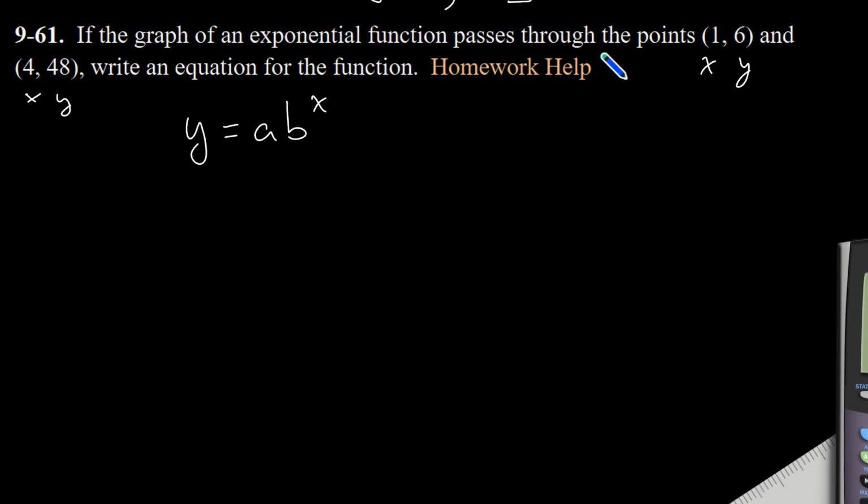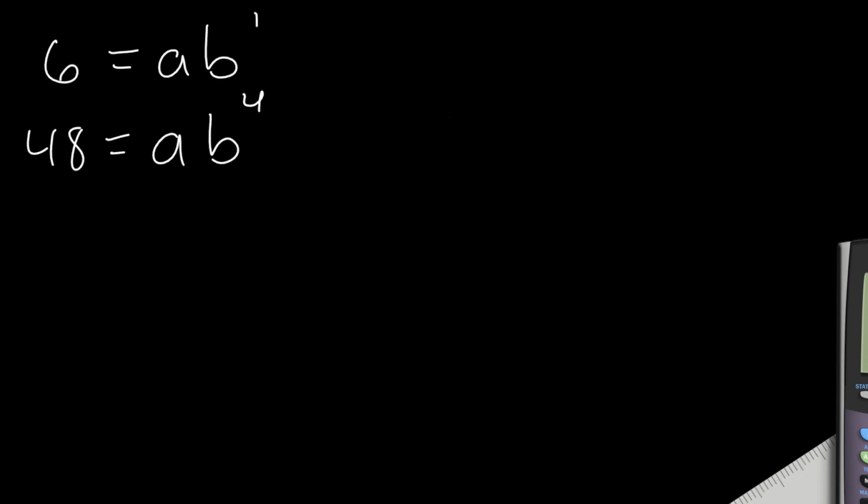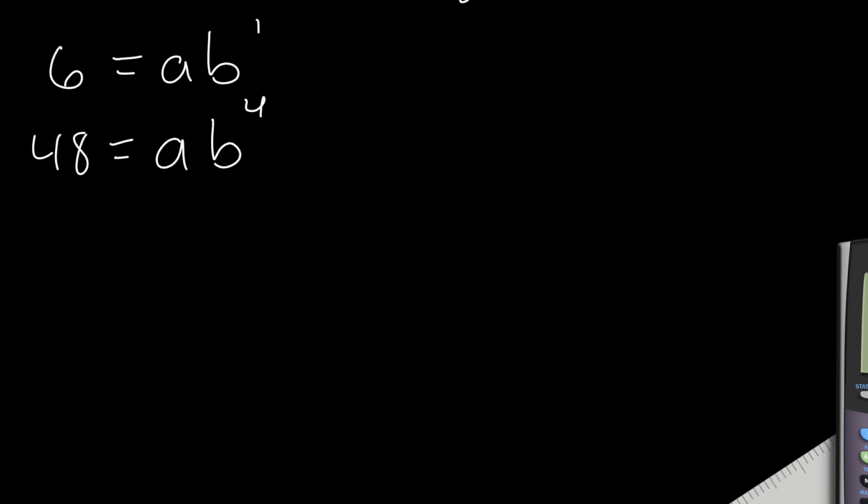And I'm going to plug in the x value from each and write 2 equations. So the first equation I write is going to be not y, but from the first point there, 6 equals ab to the first power. And then I'm also going to write 48 equals ab to the fourth power. Fabulous.